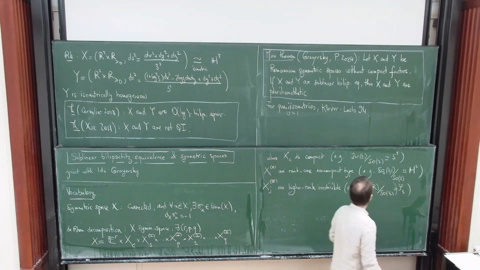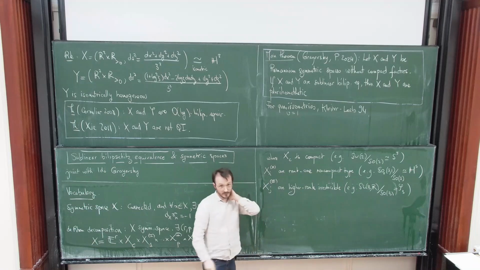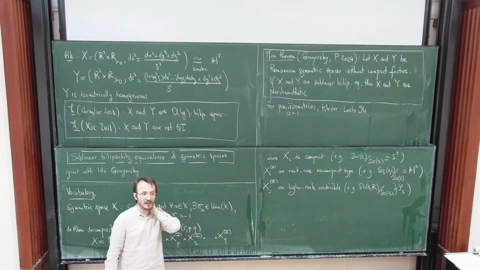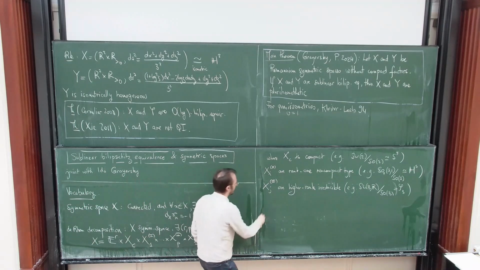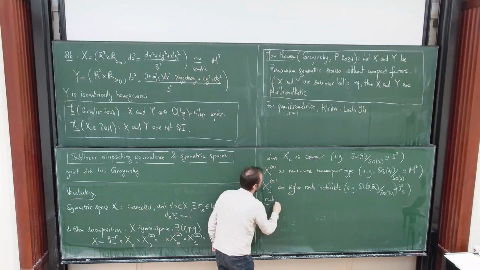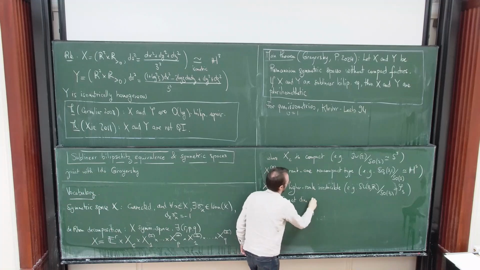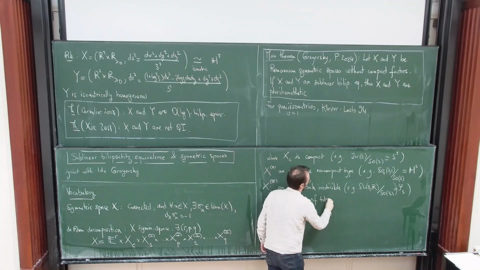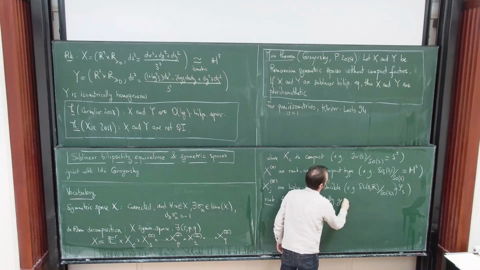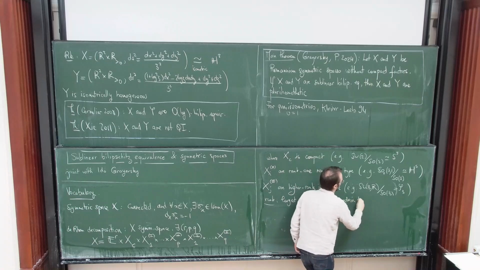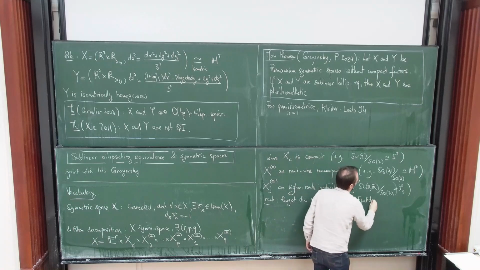And rank, I didn't define rank. So actually Nathaniel said it last week. Rank is the largest dimension of totally geodesic Euclidean subspace.